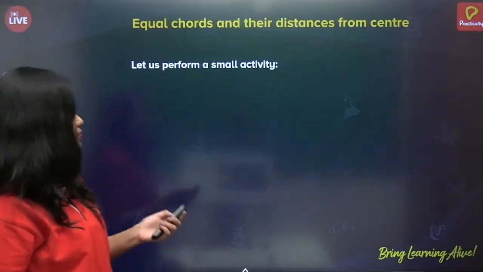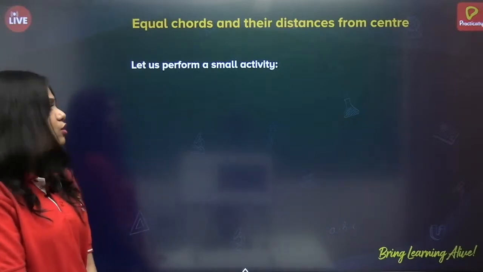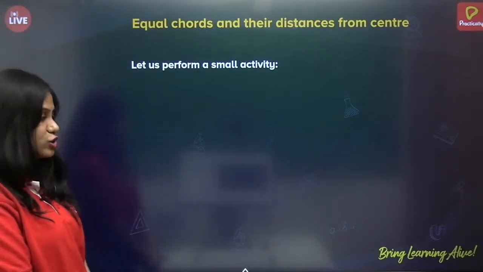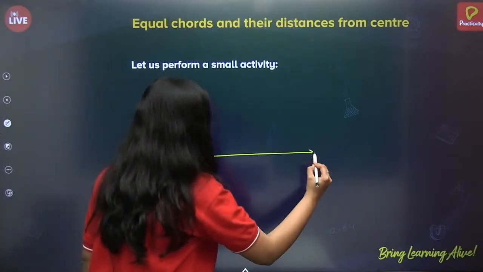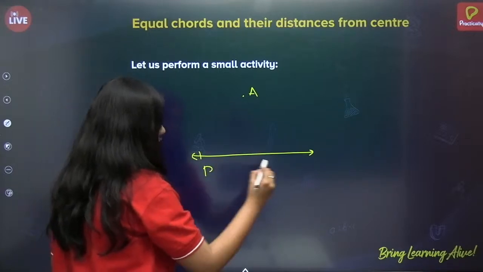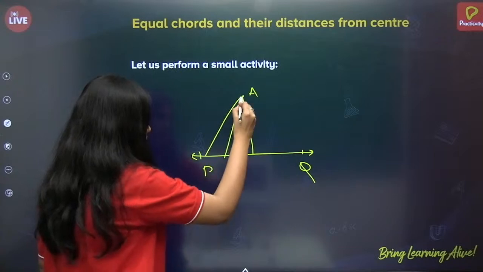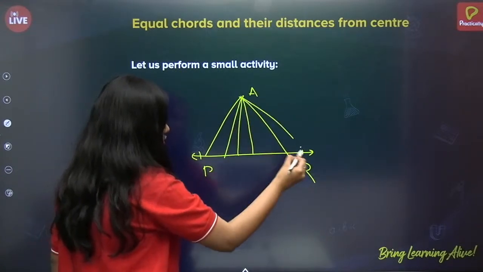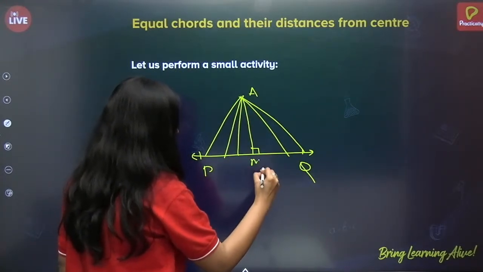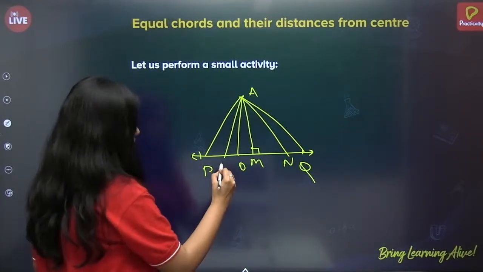All right. Now, equal chords and their distances from the center. So, let us do a small activity. What do we have to do? So, let me just take a line and a point somewhere here. Okay, that is point A. Now, I am just drawing all these line segments. And this is 90 degrees. Let me name this as M, this as N, this is O, this as L.